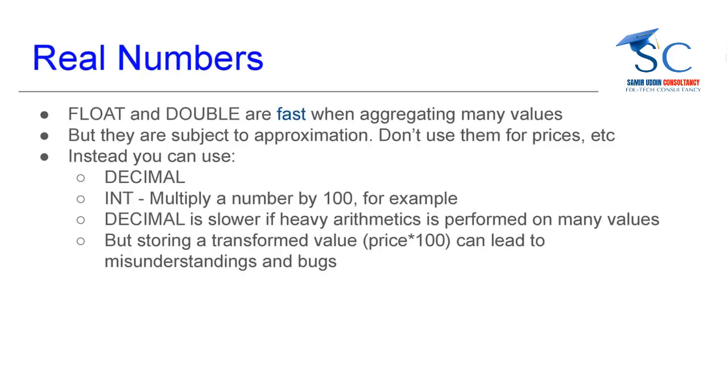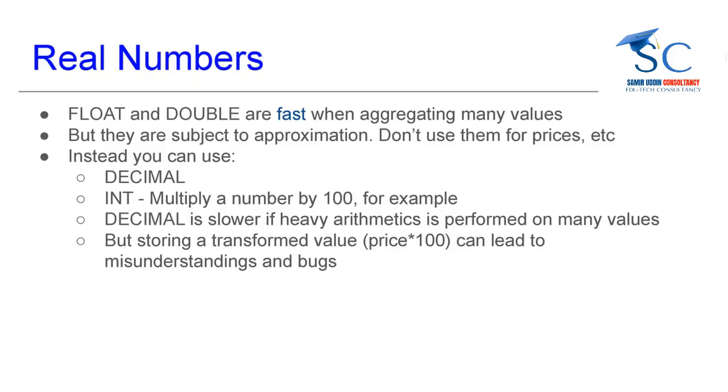So, real numbers, or fractional numbers. First of all, float and double types are very fast when you need to make calculations on many values. For example, if you have to calculate an average over millions of values, they are faster. But there is a problem: they are subject to approximation. So don't use them with prices or similar data, because there is a risk that any calculation will introduce a small error in the decimal part of the number.